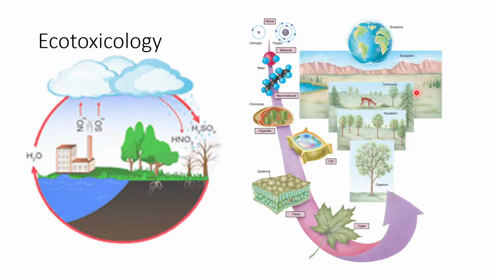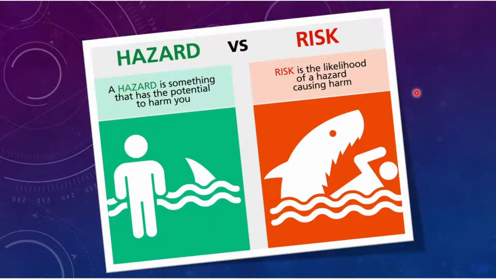Okay, so then we move to the definitions in toxicology, and the first definition is hazard and risk. So what is a hazard? A hazard is something that can harm you if you are close to it. For example, this is a person and this is a shark. Unless the person swims in the water, there is no chance he will be eaten by the shark. So this is a hazard. That is why if there is a sign that sharks can be seen in the water, you should not swim there. And then the risk is the likelihood of the hazard.